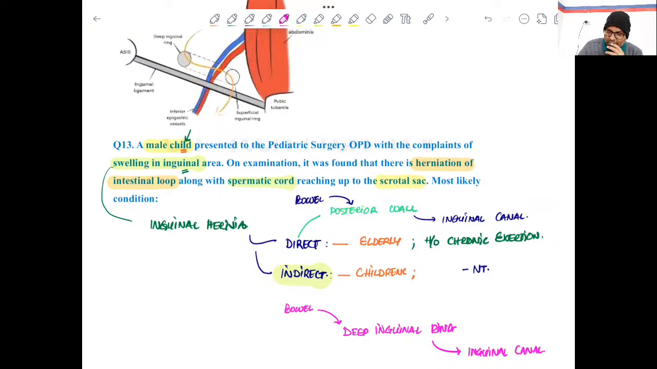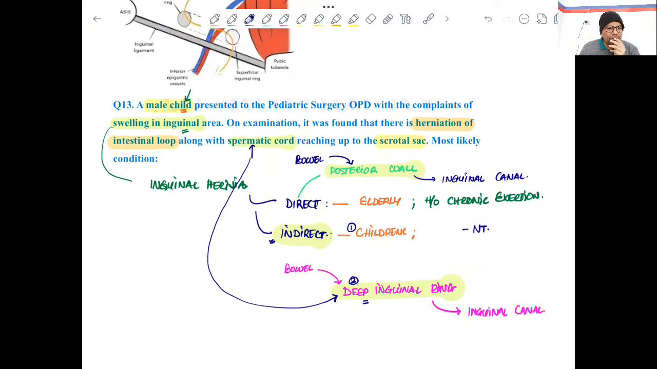The entry point is different. Here it is in the posterior wall, here deep inguinal ring. And since the spermatic cord enters through the deep inguinal ring, this itself indicates that the content is moving into the inguinal canal through the deep inguinal ring. So both the factors are fulfilled, and therefore the answer is indirect inguinal hernia, right? So this is how we will make our answer.